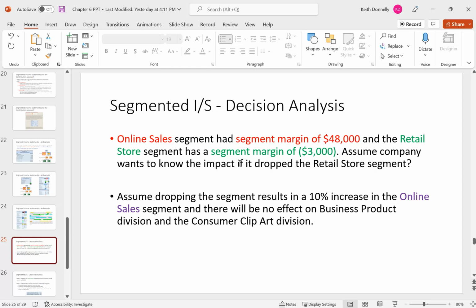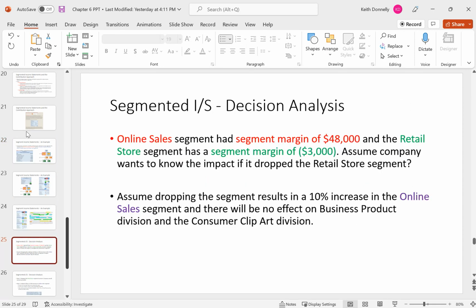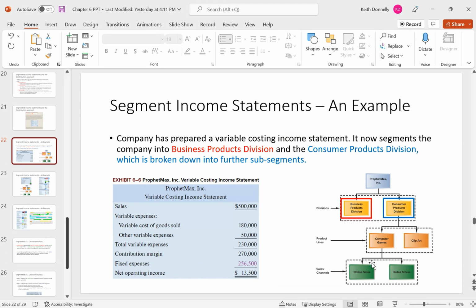Right, so the idea here is it's saying the online sales segment had a segment margin of $48,000. The retail store had a segment margin of $3,000 loss. Right, so they're going down here. Let's see. So we have the online and then the retail. So they're going all the way to the bottom, right? Online and retail. That guy's a winner. That guy's a loser when we do the segment margin for them, right?